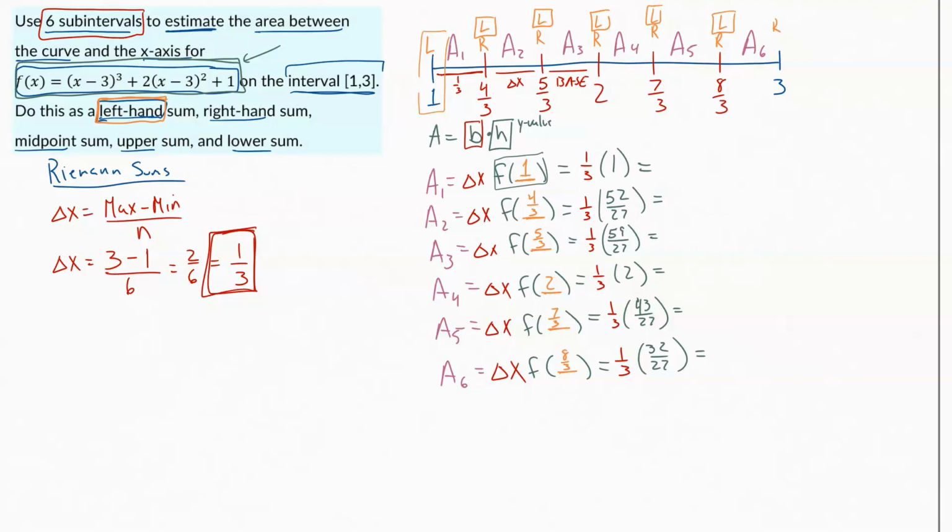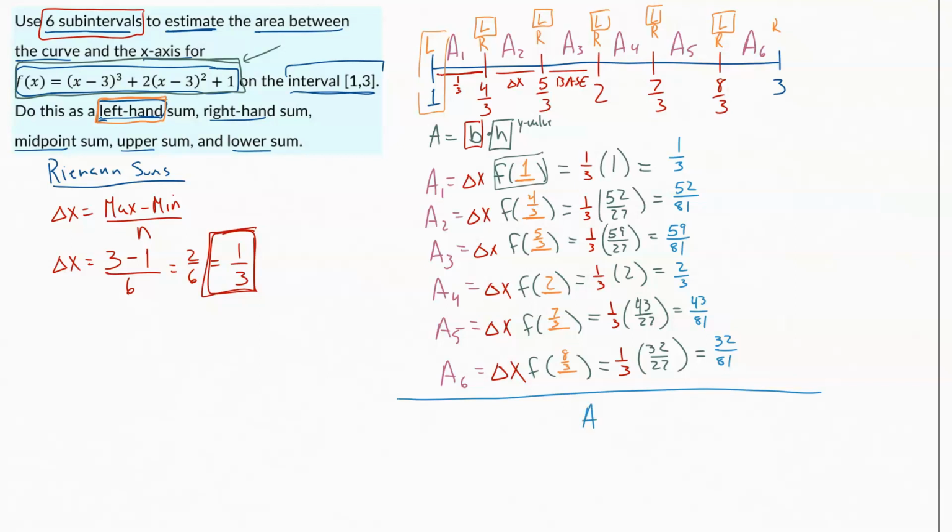And now to get our full area, we need to multiply all of that stuff together. So we get 1 times 1/3 gets us 1/3. 1/3 times 52/27 gets us 52/81. Then multiplying 1/3 by 59/27 gets us 59/81. 1/3 times 2 gets us 2/3. 1/3 times 43/27 gets us 43/81. And then the last one here, 1/3 times 32/27 is going to get us 32/81. So that is the area of all of our different rectangles.